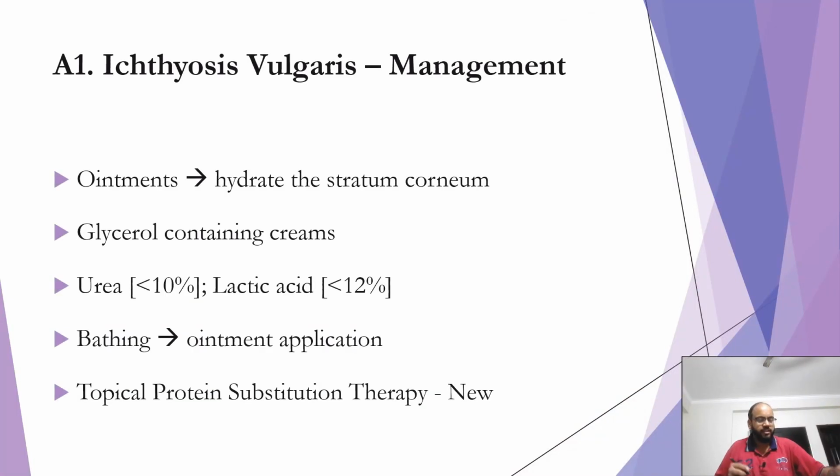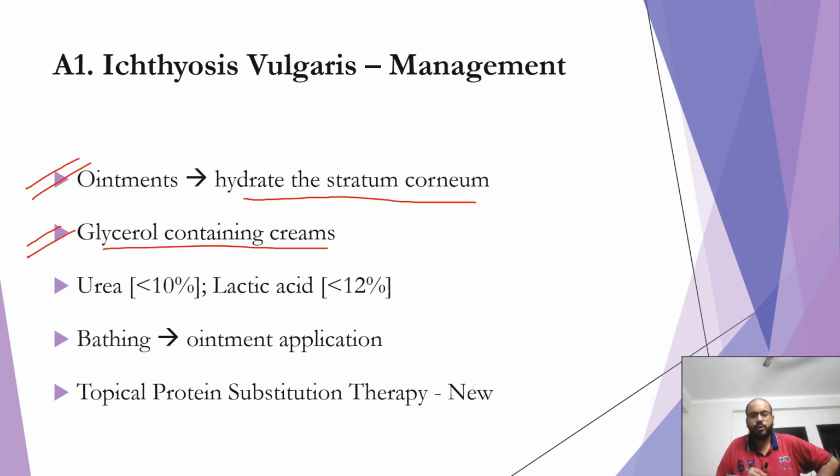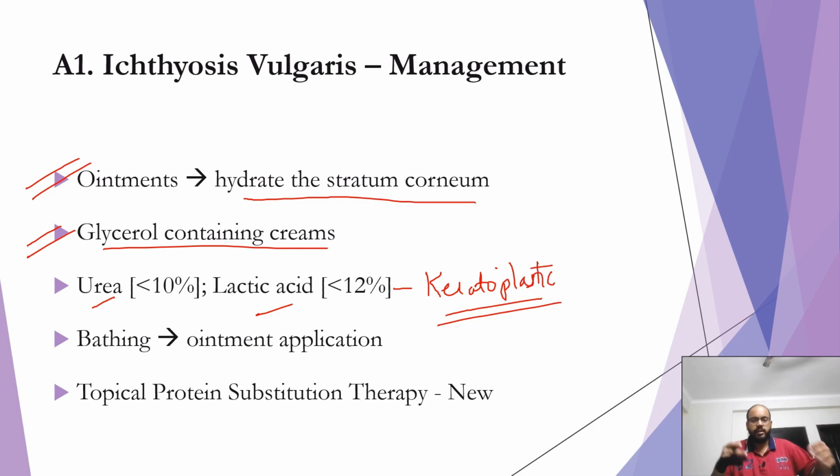Now, the management is pretty easy. I'll make a separate lecture on management of all types of ichthyosis, so we'll discuss that in detail there. But you have to start with ointments that hydrate the stratum corneum. You should use glycerol containing creams. Urea less than 10% or lactic acid less than 12% are good creams to add. At this concentration they are keratoplastic agents. In higher concentration, they are keratolytic, but at this concentration, they are keratoplastic.